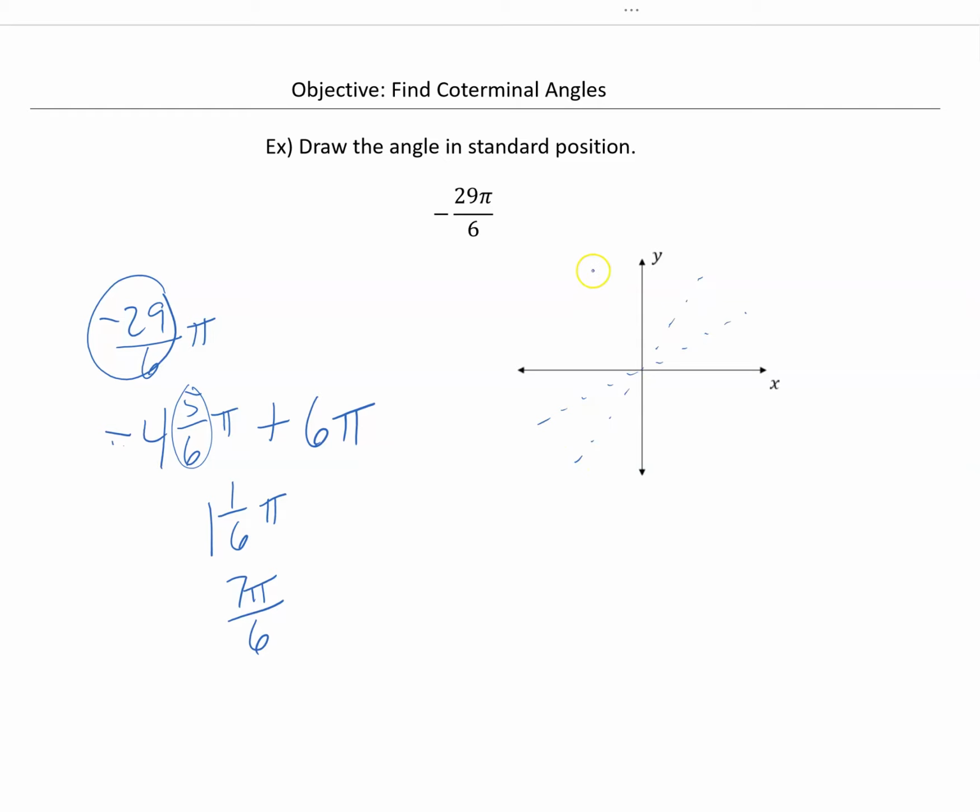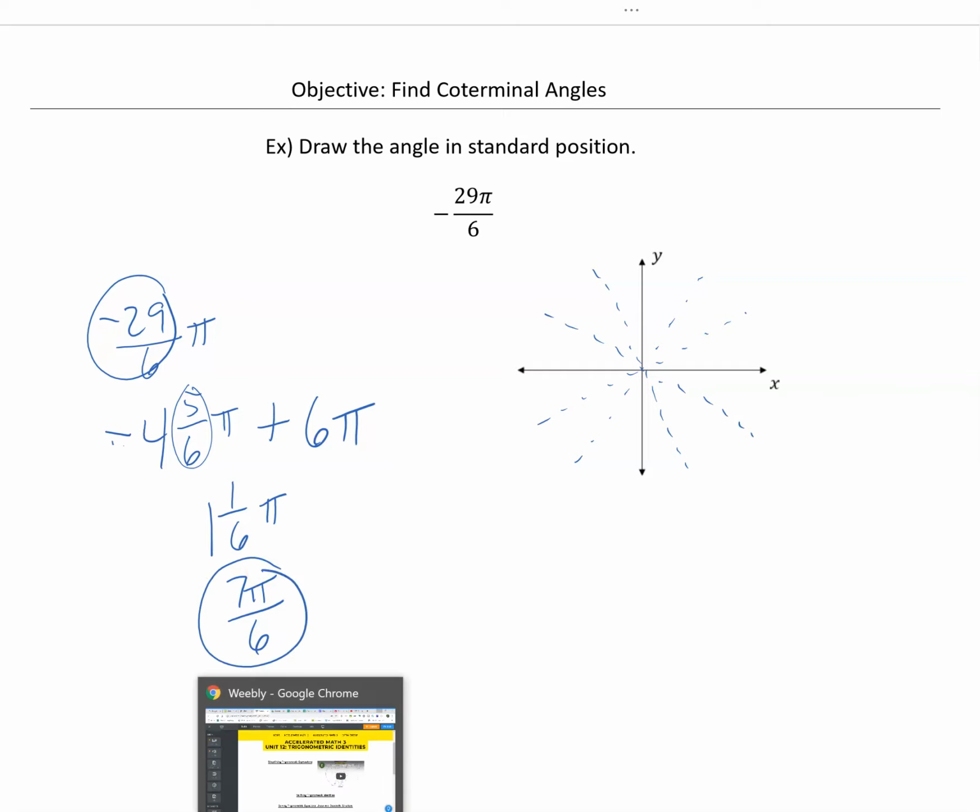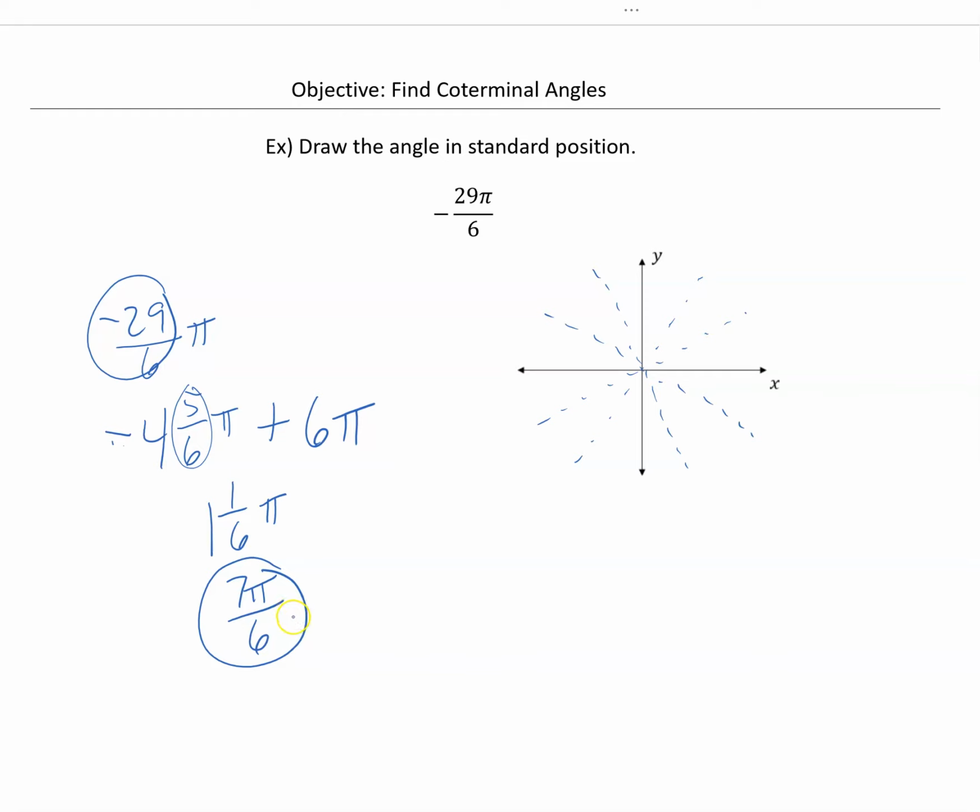Now I know, because I'm perhaps more familiar with the unit circle at this point than you are, that my 7 pi over 6 terminates in my third quadrant, because 6 pi over 6 is pi, and that's this right here. So this is my pi over 6, 2 pi over 6, 3, 4, 5, 6 pi over 6. This is my 7 pi over 6. And so that's where this angle is going to terminate. So this is my terminating side, my initial side.